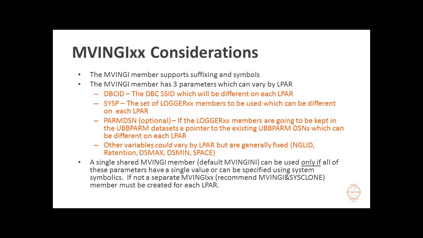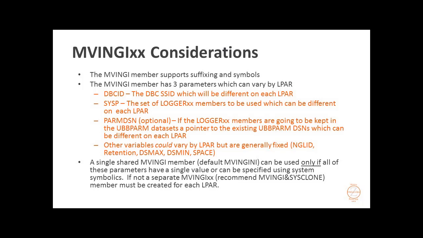The MVI NGI member is intended to be shared across multiple LPARs. It is created in the shared UBMC PARM library. The member has three parameters which will vary by LPAR: DBC ID, SysP, and PARM DSN. If any of these have varying values on different LPARs, they must use a naming convention that can be specified using system symbolics in order to have a single MVI NGI member.